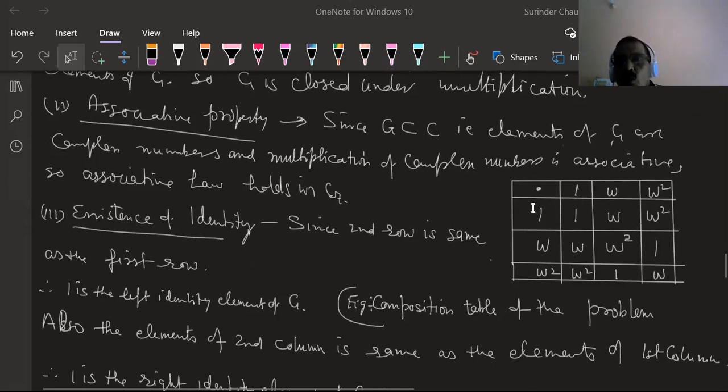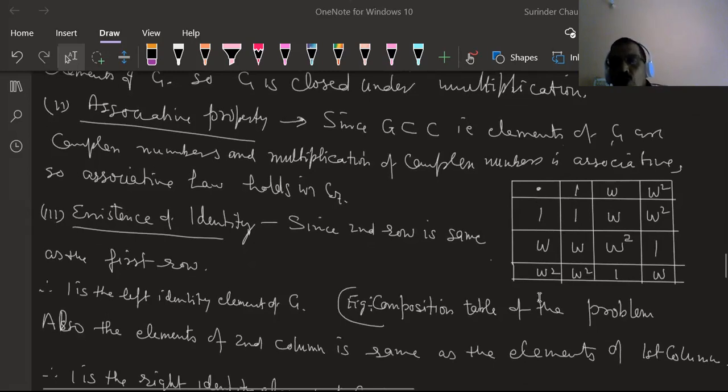Now, elements of the first row are the same as those of the second row. Therefore, this will act as a left identity of the elements of this. 1 into 1 is equal to 1, 1 into omega is equal to omega, 1 into omega square is equal to omega square. Now a similar discussion for the column.